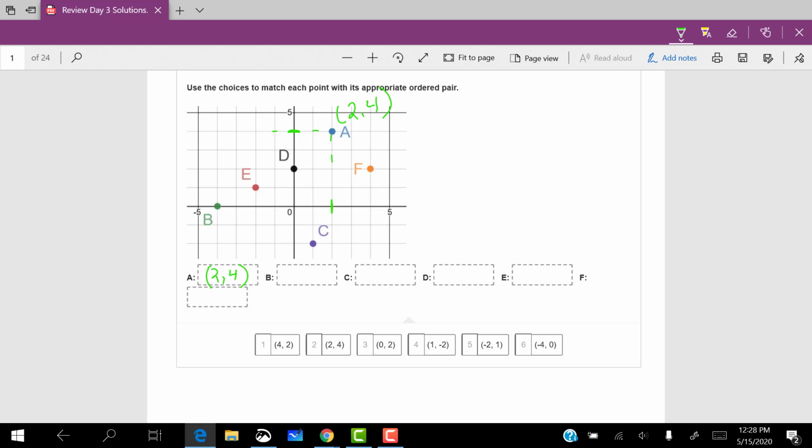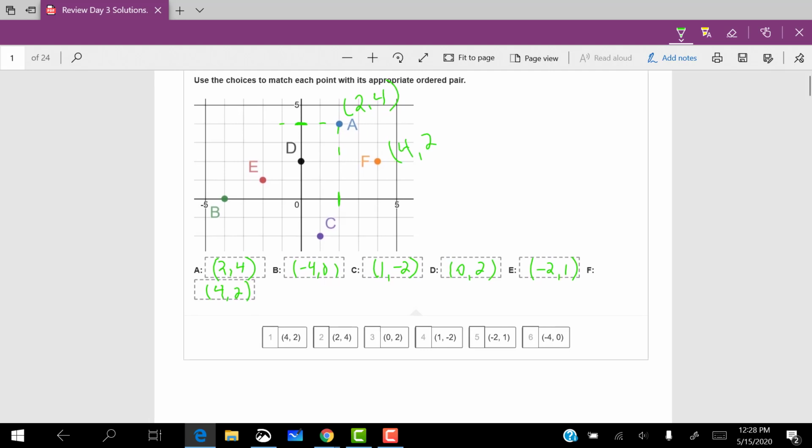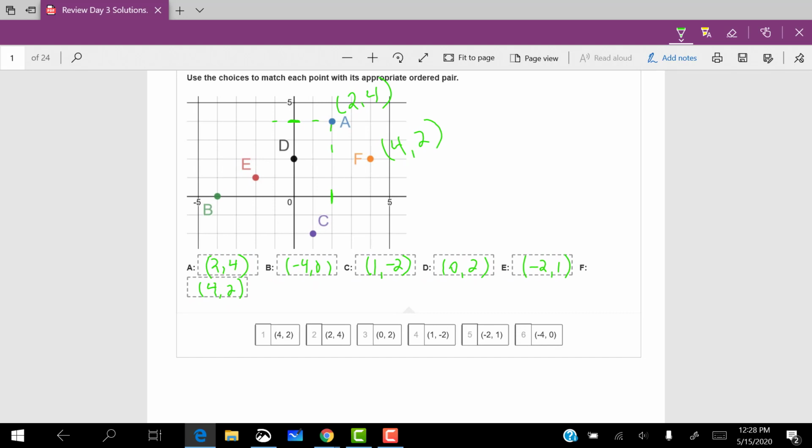For B, the x-coordinate is -4, so (-4, 0). Letter C is (1, -2). D is (0, 2). E is (-2, 1). And F is (4, 2). So notice that that's almost the same thing as A, just with the x and y swapped.